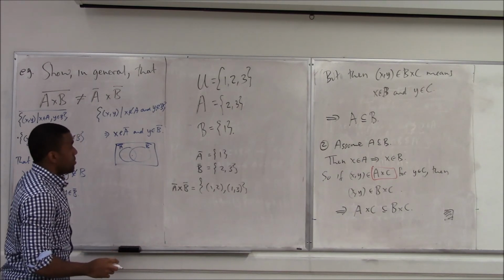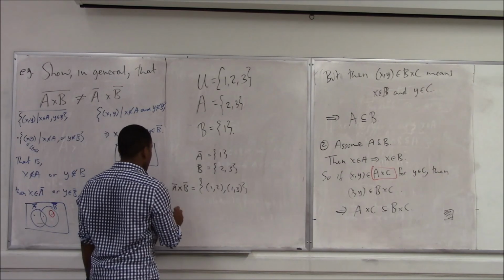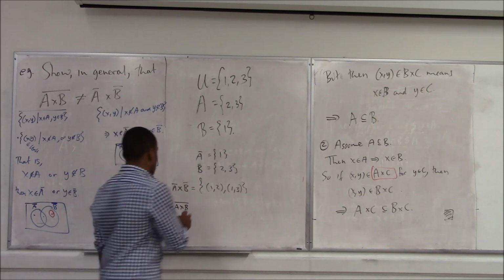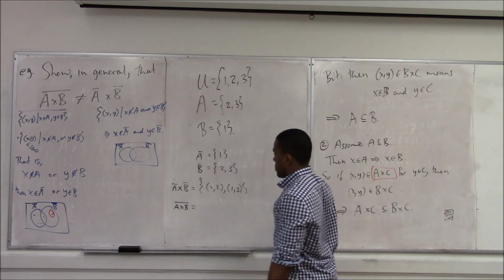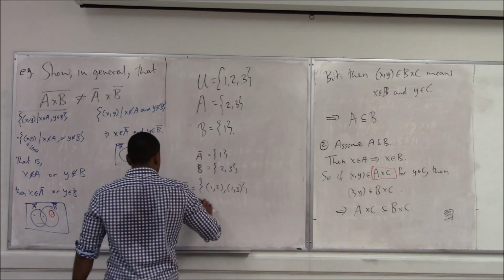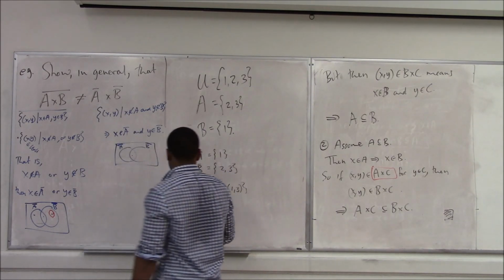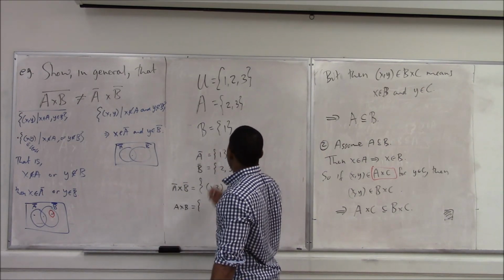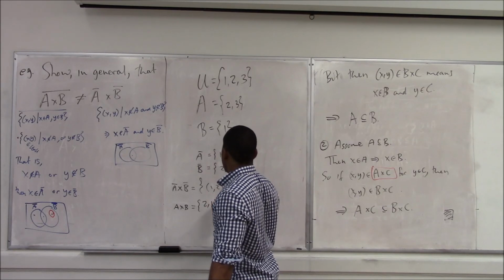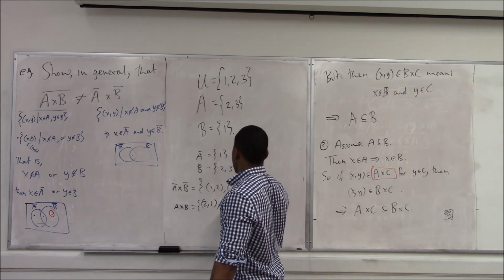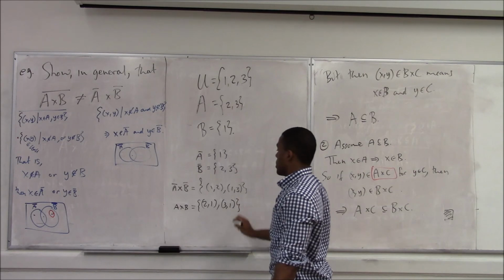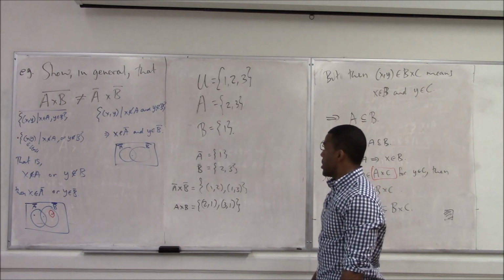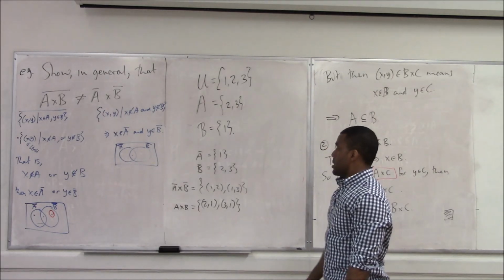Okay. And what if I took A cross B? Let's look at the regular one, A cross B. You get 2, 1, and then 3, 1. Order doesn't matter, right? Order matters, right?